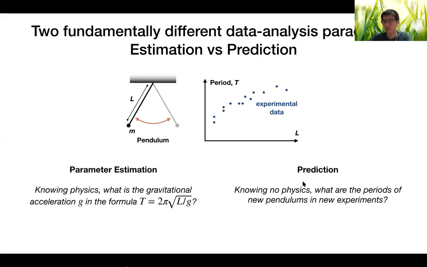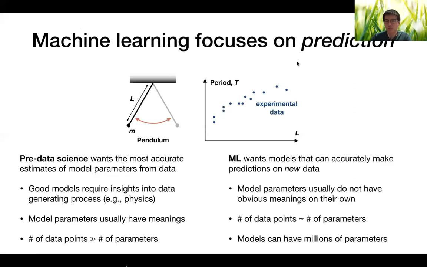But in the prediction paradigm, we wouldn't know any physics. We don't know how these data are generated, but we want to ask what would be the period of a new pendulum in a new experiment. So we want to predict, and we don't have any written model beforehand. Machine learning focuses on prediction as opposed to estimation.